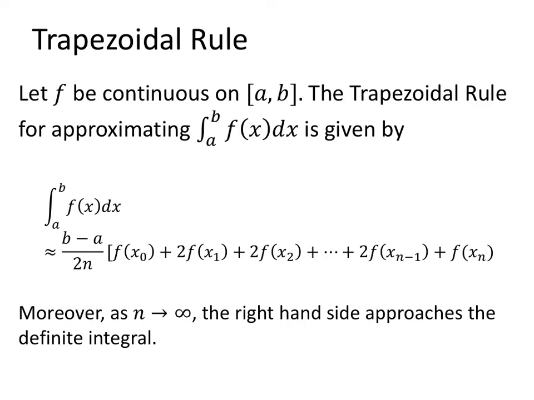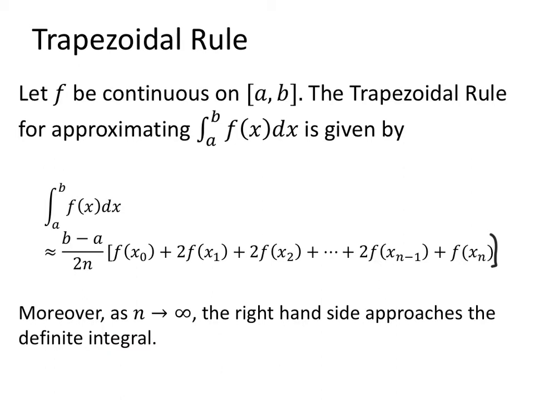Let f be continuous on the closed interval from a to b. The trapezoidal rule for approximating the integral from a to b of f of x dx is given by the approximation: b minus a, the length of the interval, divided by 2n, multiplied by f of x0 plus 2 times f of x1 plus 2 times f of x2, and so on. And I once again forgot to close that parenthesis. Moreover, as n approaches infinity, the right-hand side approaches the definite integral.